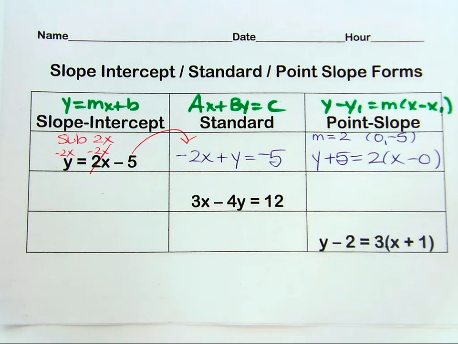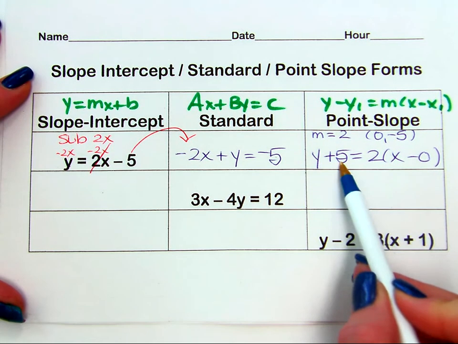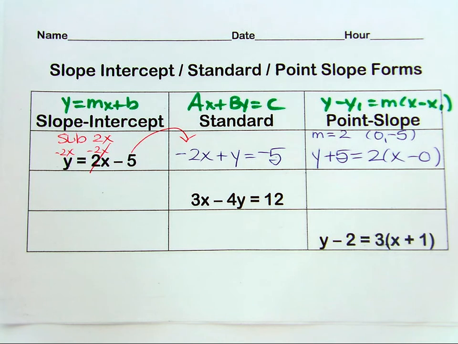If you really feel the need to distribute that and make it y plus 5 equals 2x, go right ahead. But I will tell you that I had somebody doing that last hour, and they were not seeing point slope form, and they were thinking of it as y plus 5 equals 2x, and they were thinking that it was standard form. Just leave it unless it really bothers you. So how is that? Not bad? Okay? Having slope-intercept form is the easiest. Let's move on to standard form.